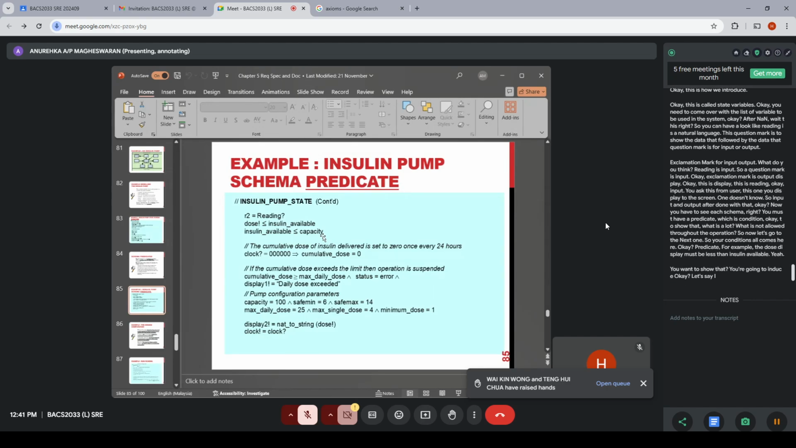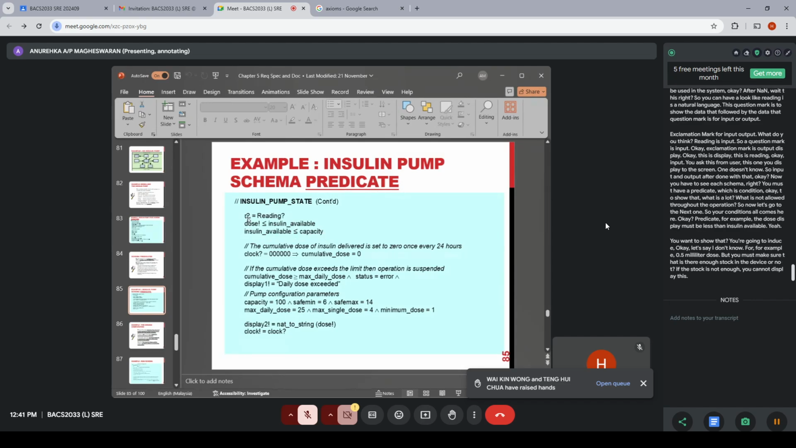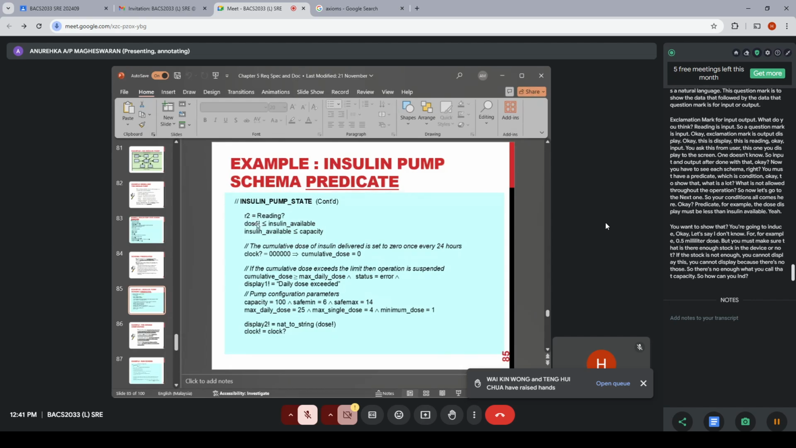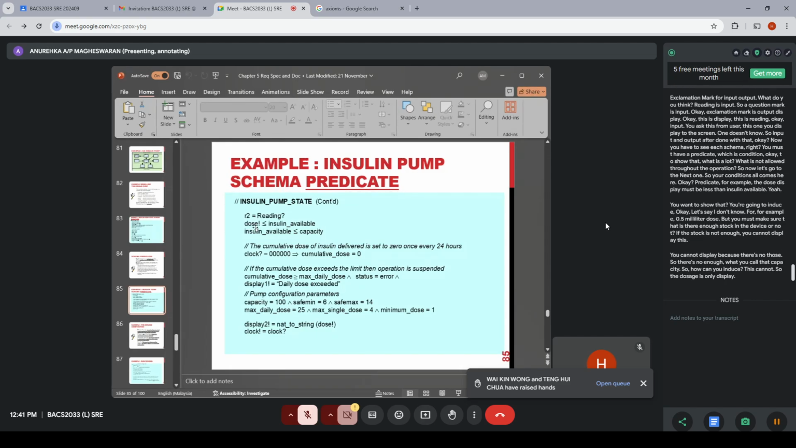Let's say, for example, a 0.5 milliliter dose, but you must make sure that there is enough stock in the device or not. If the stock is not enough, you cannot display this, because there's no enough capacity. So how can you induce this? Cannot. So the dosage is only displayed when you have enough capacity.